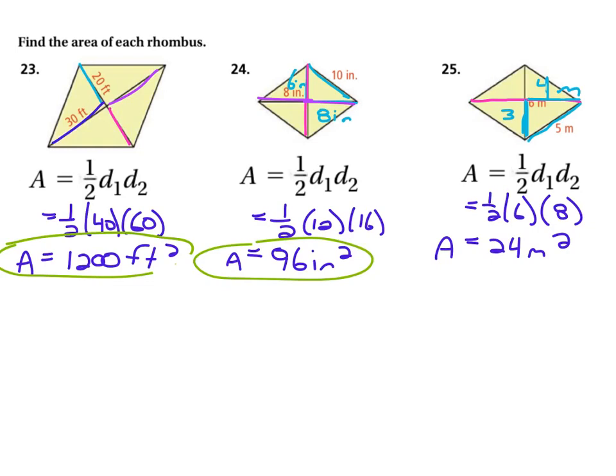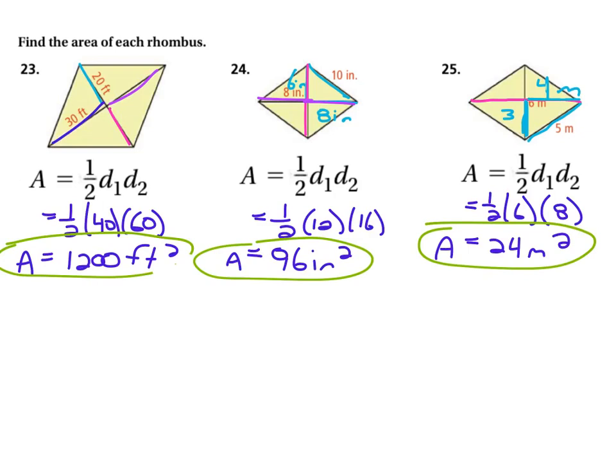And let me just check them against the book, or the lesson page, just to be sure that I did these problems right. Let's see. Number 23, 1200 feet squared, yep. 24, 96 inches squared, yep. And 25, 24 meters squared, great.